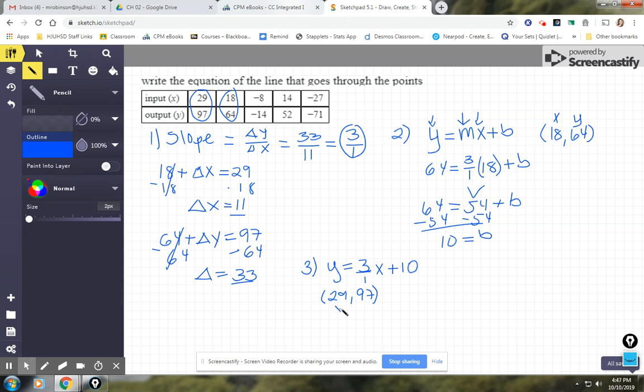Okay, so here's my x, here's my y. When I plug this x in here, then I should get 97 for my answer. So we're just going to check that. So y equals 3 times 29 plus 10. So 3 times 29 is 87 plus 10. So 87 plus 10 is 97. So when I use a 29 for my x, my y turns into a 97, and that's exactly what we said it should be in our table. So yes, we've checked it and it's good.